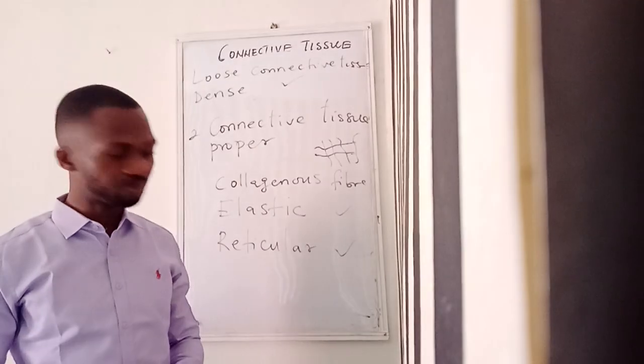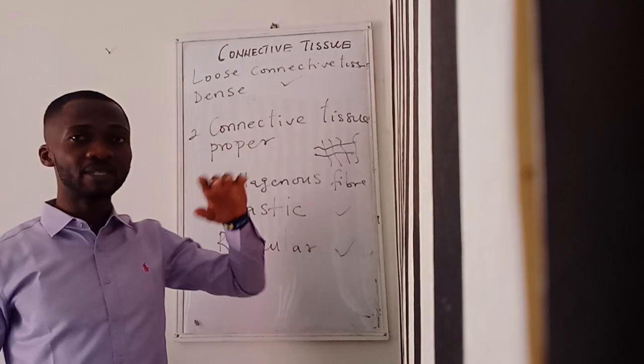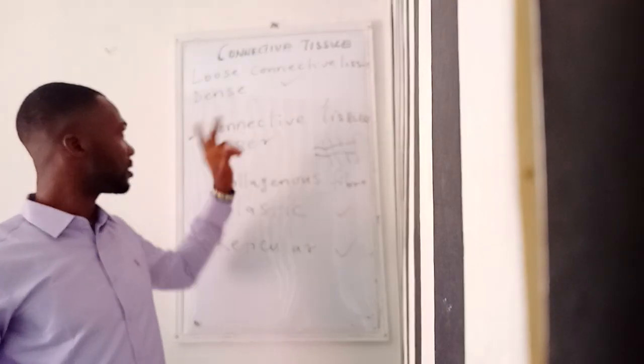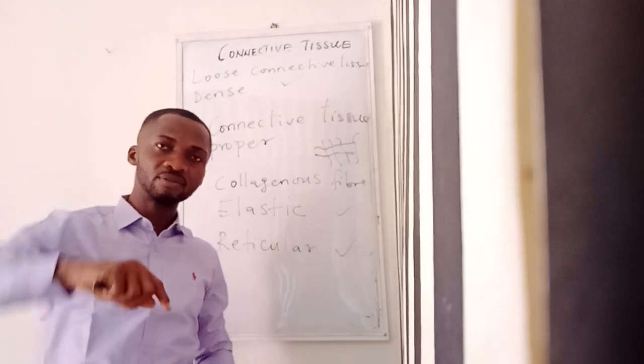The second type of tissue, apart from this loose connective tissue, don't forget that I said that the connective tissue proper is made up of two different types of tissues, the loose connective tissue and the dense connective tissue.